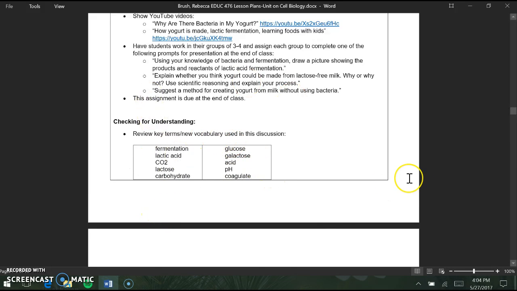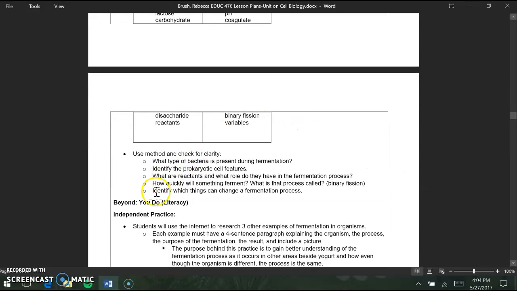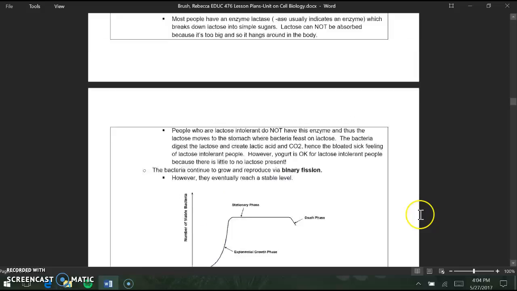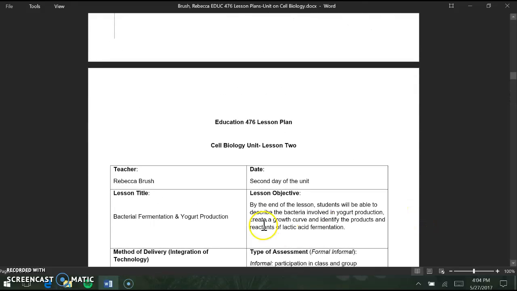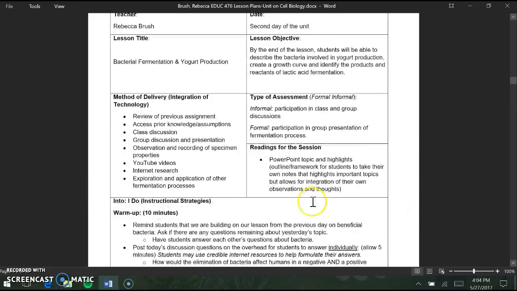We went over the key terms that we used, and we used these questions down here to make sure that students understand the process of bacteria and fermentation, so that we could verify that they actually understand and are able to meet the objectives.